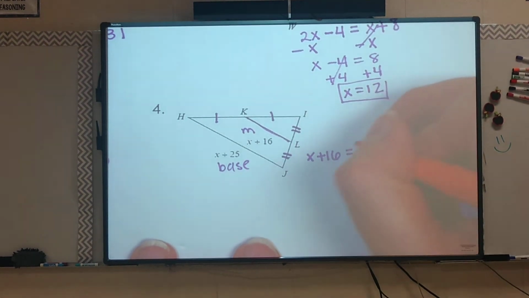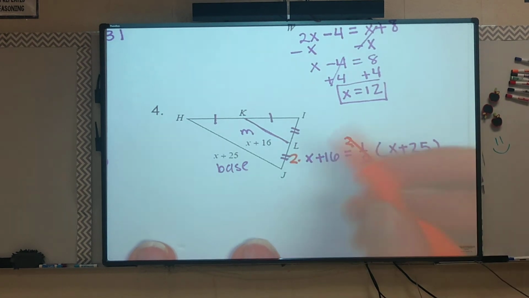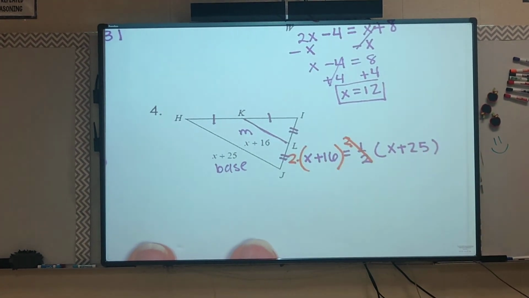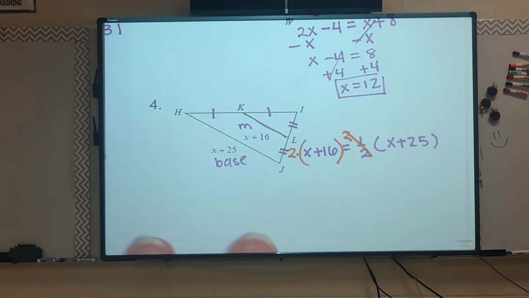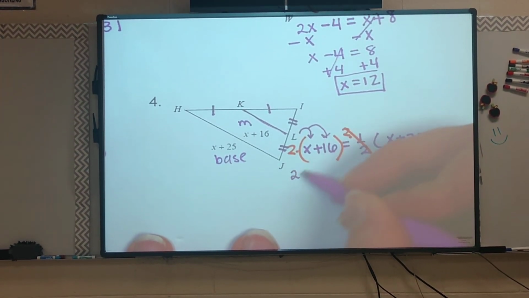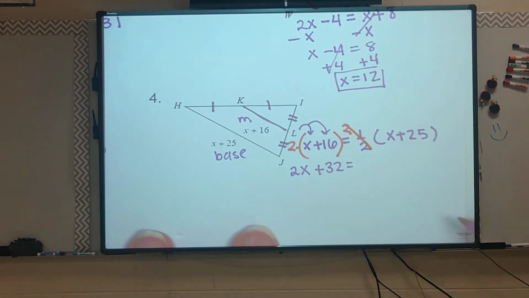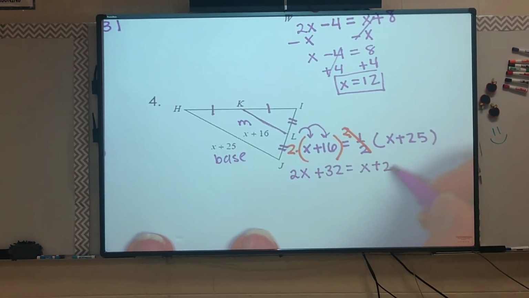Get rid of that 1/2 by multiplying by 2 on both sides. But what I do to one side, I have to do to the entirety of the other. So now, just distribute from there. 2 times x is 2x. 2 times 16 is 32. And then I'm left with x plus 25 on the other side.